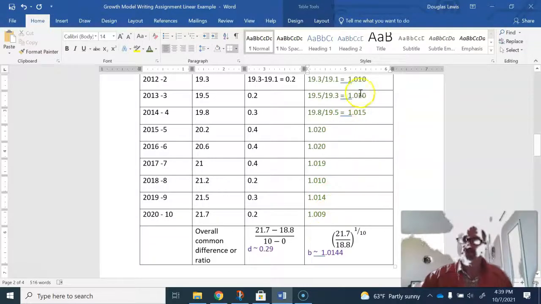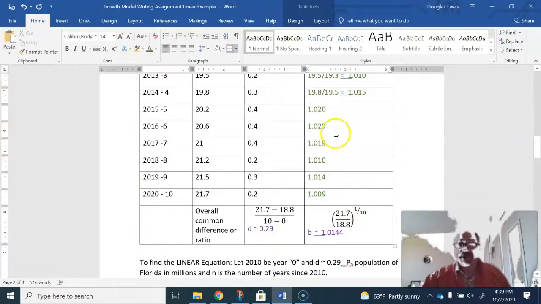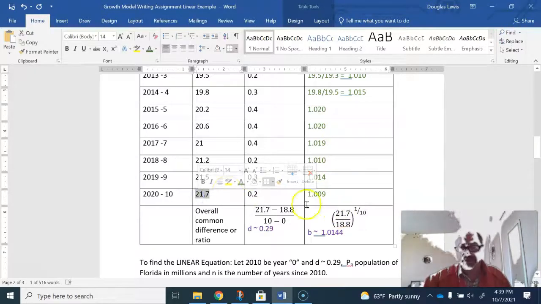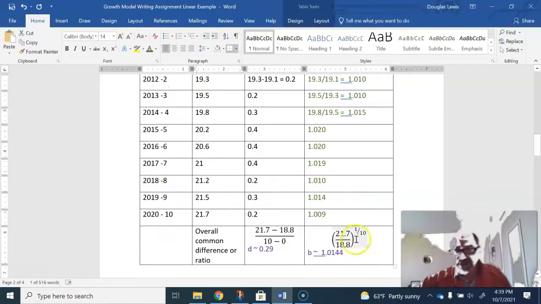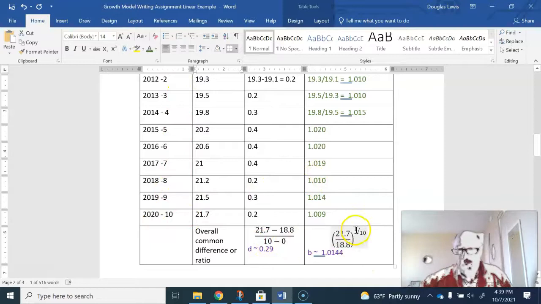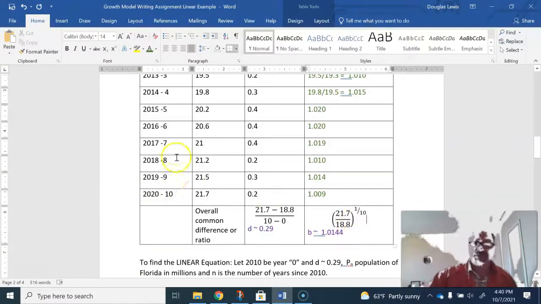So that's a pretty wide variety of the R value or the B value, right? It varies quite a bit. And the overall average, since it was a 10-year span, by the way, to find B, you take the last value, 21.7, divide it by the first value, and notice it's 10 years, so instead of dividing by 10 like we did on this one, we raise it to the 1/10th power. That is an important fact. You raise it to the 1/10th power. That's how you find the average ratio. 1.0144, because it was a 10-year span.